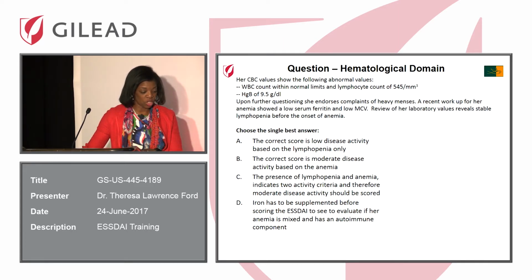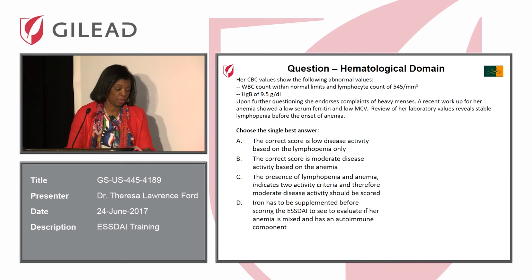Her CBC shows the following abnormal values. She has a white count that's normal, and a lymphocyte count is 545. Her hemoglobin is 9.5. Upon further questioning, she endorses complaints of heavy menses, and she's had a recent workup for anemia, and it showed low iron and low MCV. Review of her lab values reveals stable lymphopenia before the onset of anemia. So choose the right single best answer.